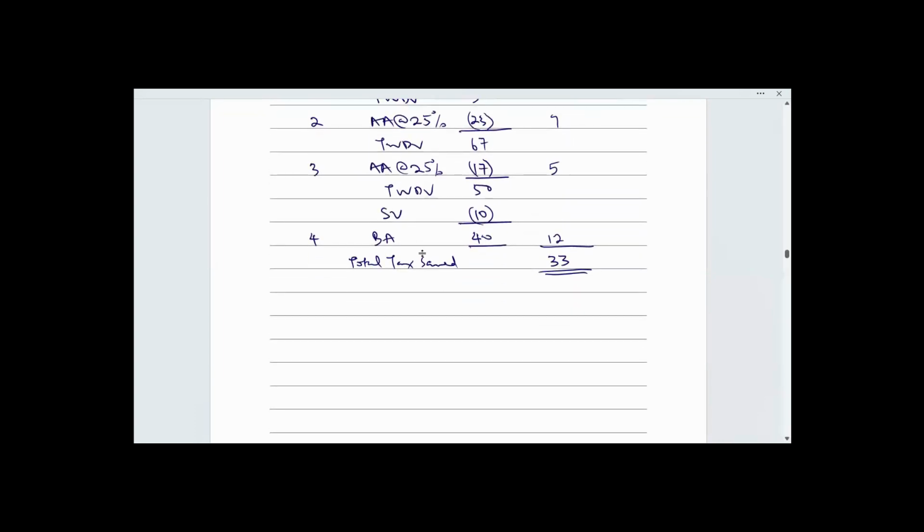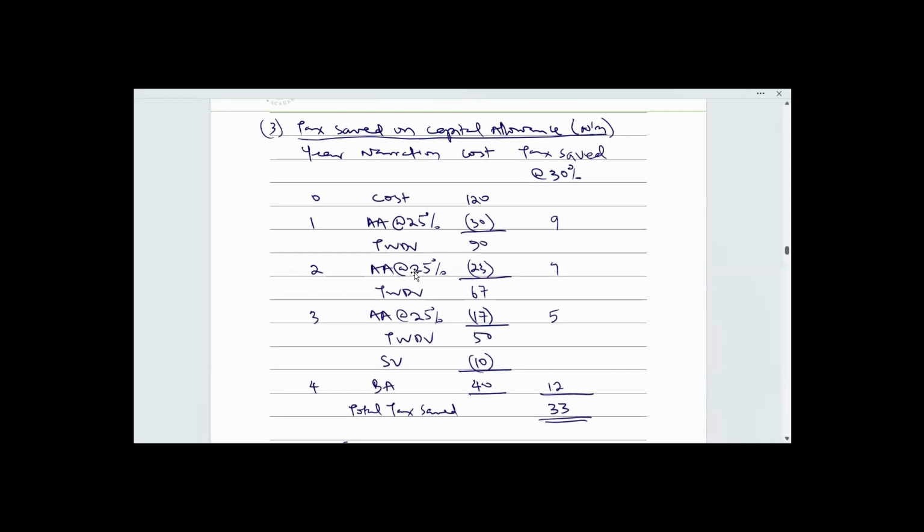So I need to confirm so that I don't overclaim my capital allowance. I would then say total tax saved equals the cost of the equipment minus the scrap value multiplied by company tax rate. So the cost of the equipment is 120 million minus scrap value of 10 multiplied by 30%. This should give me the same thing as 33 million. So that means I've not overclaimed my capital allowance. So in that case, I need to go and post.